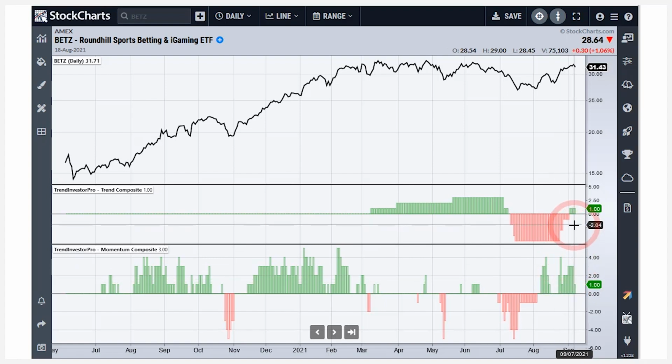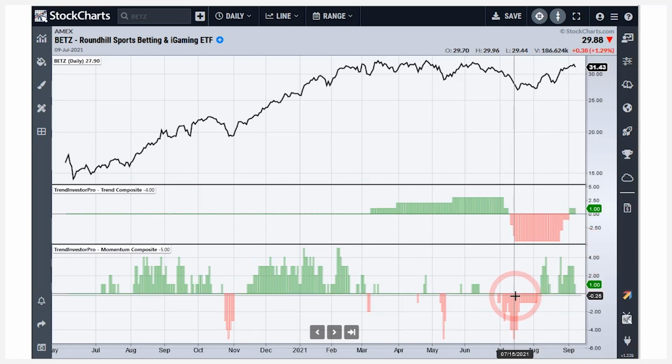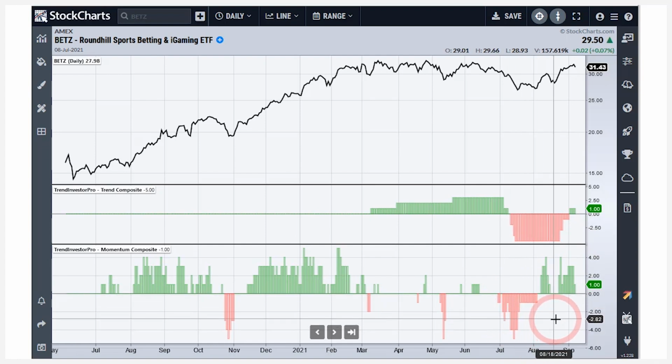So we've got the trend signal, and now we wait for the momentum composite to get to -3 to suggest oversold. And that's an alert that you've had a pullback within an uptrend, and you're looking for some sort of short-term upside catalyst to suggest that that pullback is ending and the bigger uptrend is resuming.